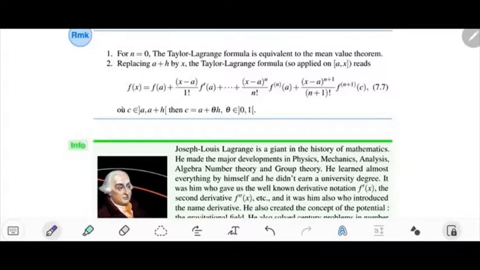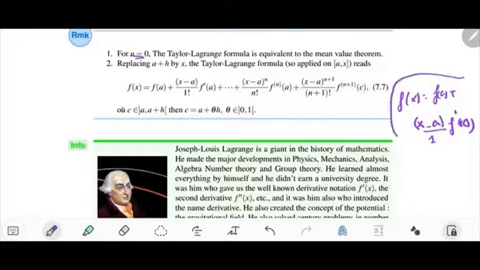So is this f^(n+1)(c) a bit strange for you? It should not be, because if you take n equal to 0, you will have f(x) equal to f(a) plus the remainder. So that's it for the polynomial part. Now the remainder will be written as (x-a) to the power 0+1, so power 1, over (n+1), so it's 1, times f prime at a point c. So if you look at this Taylor-Lagrange formula for n equals 0, it's exactly the mean value theorem.